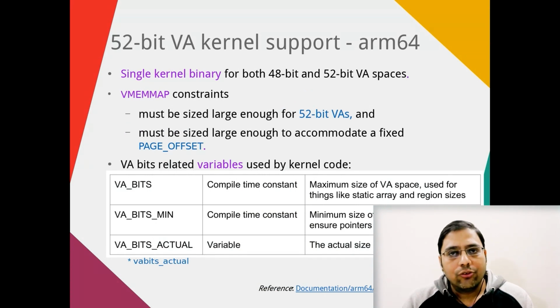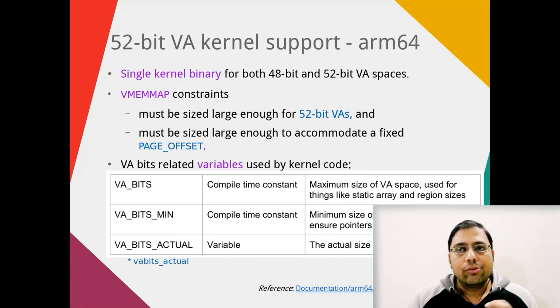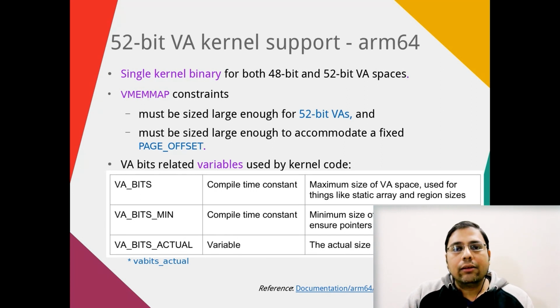Now, fair enough. On this slide, we will quickly look at the kernel variables which the kernel code uses to make sure that it handles both the 48-bit as well as the 52-bit virtual address, and is also able to make an early boot time decision to switch to the 52-bit virtual address space if required, or stay at the 48-bit virtual address space, which is the default case. So it uses mainly three variables. There are other variables as well in theory, but not very useful for this discussion. So let's discuss these three variables only here.